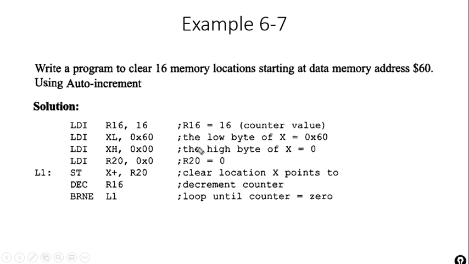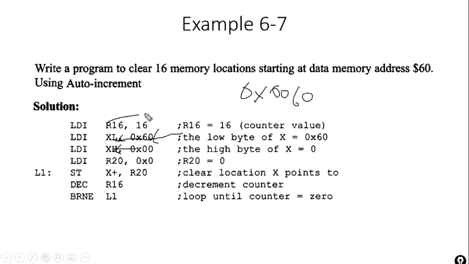Write a program to clear 16 memory locations. Another example for the register indirect addressing mode. Write a program to clear 16 locations starting at data memory address 60. So the complete 16-bit address is 0060. The lower byte is loaded to XL, the higher byte is loaded to XH, and we have to clear the 16 memory locations.